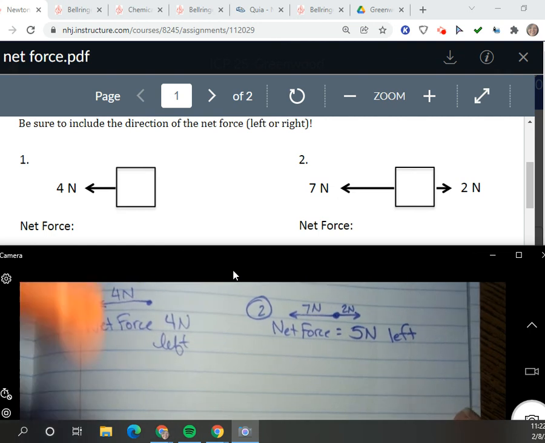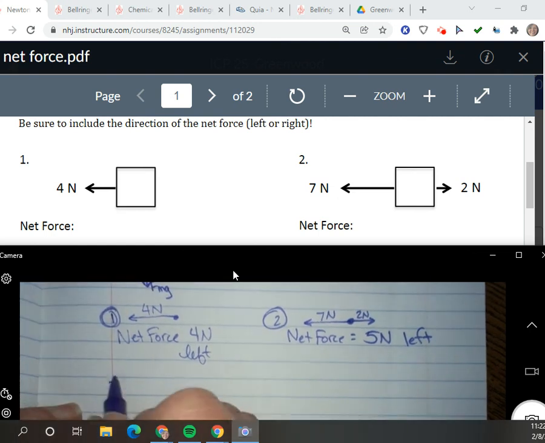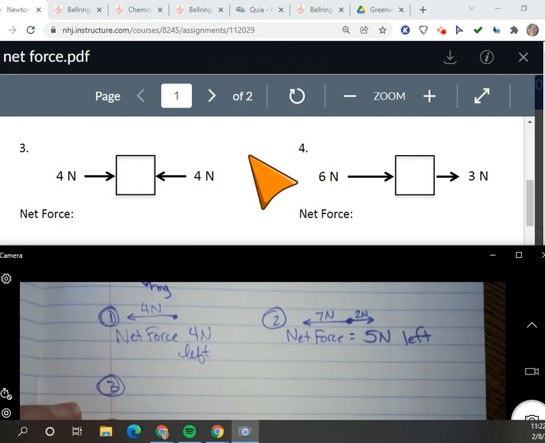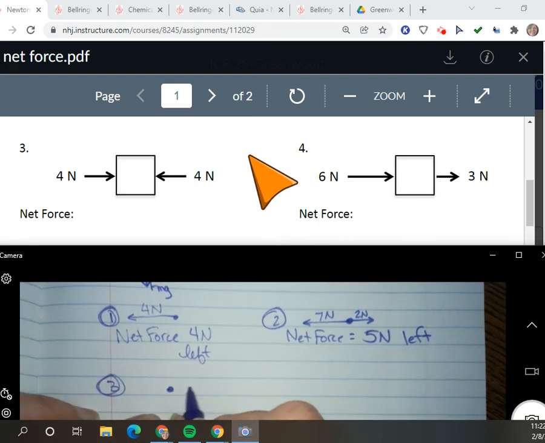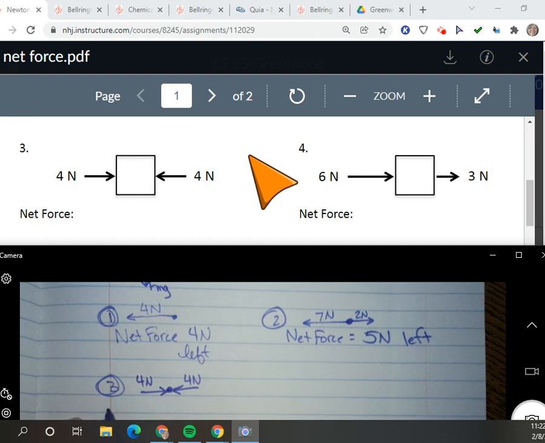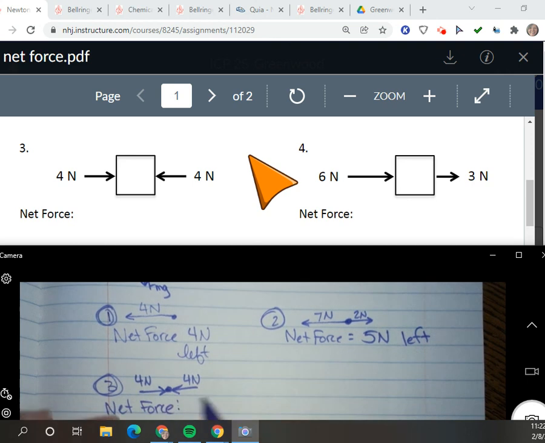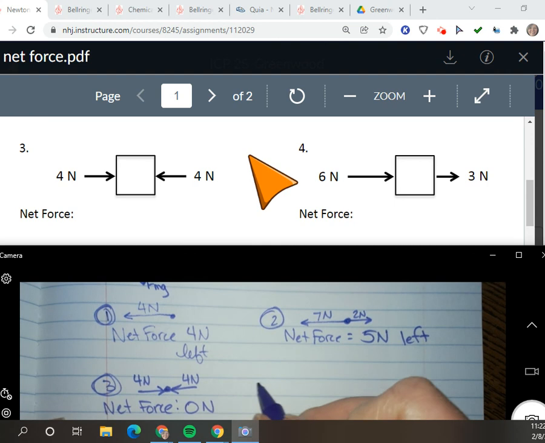All right, number 3. Number 3 looks like this. So our object has 4 newtons and 4 newtons. What is the net force? 0. Is the object going to go anywhere? No. So there is no net force on the object.